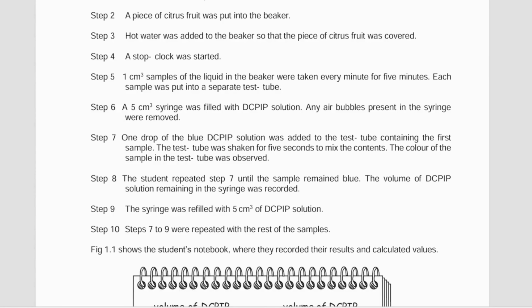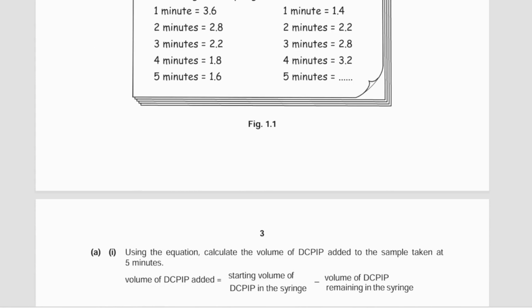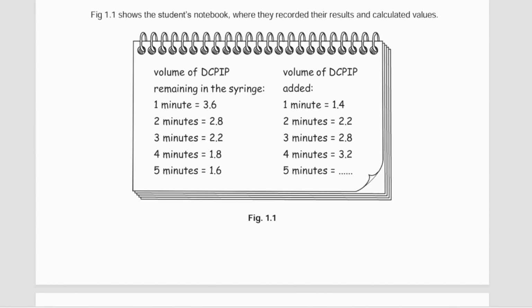Okay, then steps 7 and 9 were repeated, and the student observed these colors. Volume of DCPIP remaining in the syringe and volume of DCPIP added. So, wait. There is a total volume of 5. Let's say in the syringe they have taken 5 cubic centimeter.